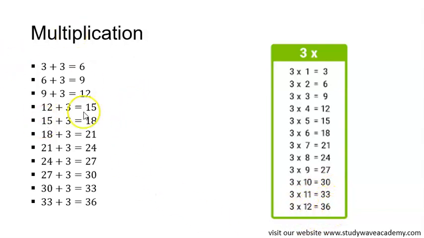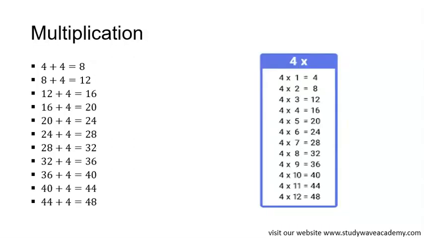It's repeated addition, okay? You just have to keep on adding 3, and you have your answer. Do you understand? So we have looked at the 2 times table. We have looked at the 3 times table. Next, we're going to be looking at the 4 times table. So here we have the 4 times table.